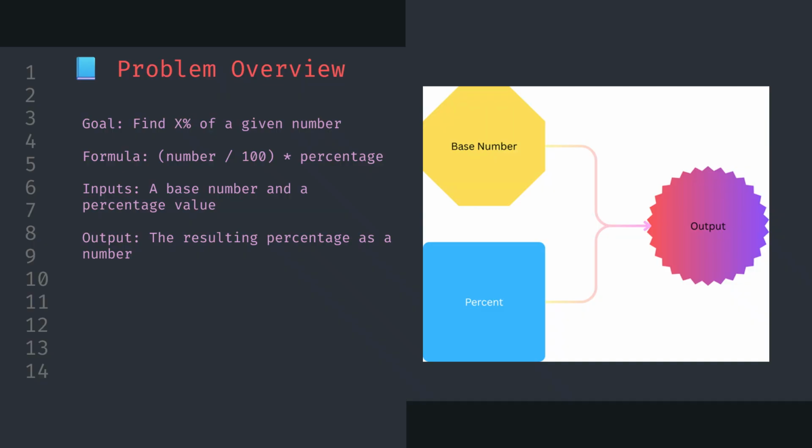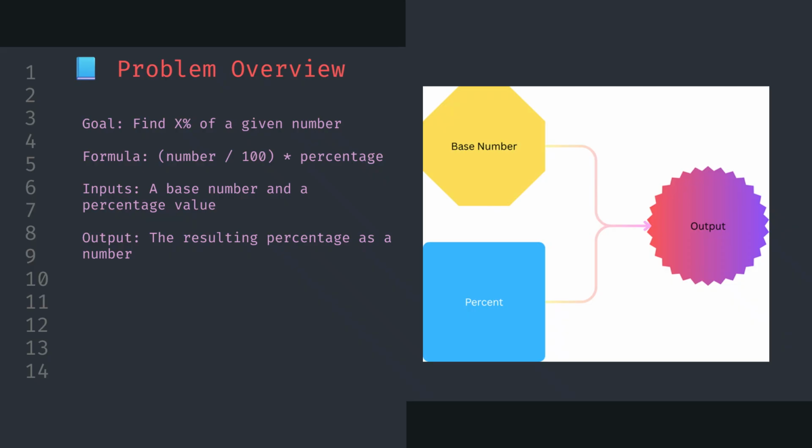Our job is to take a number and find what a specific percent of that number would be. This logic applies in everything from discount calculators to statistics. We follow the classic math rule for percentages. Divide by 100 and multiply.